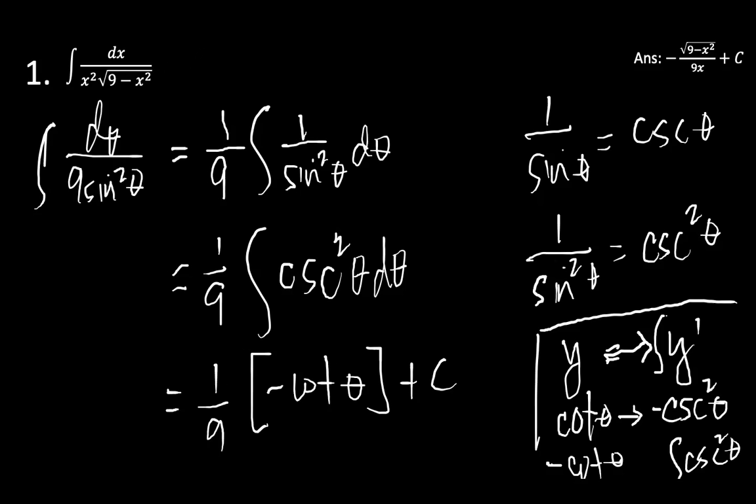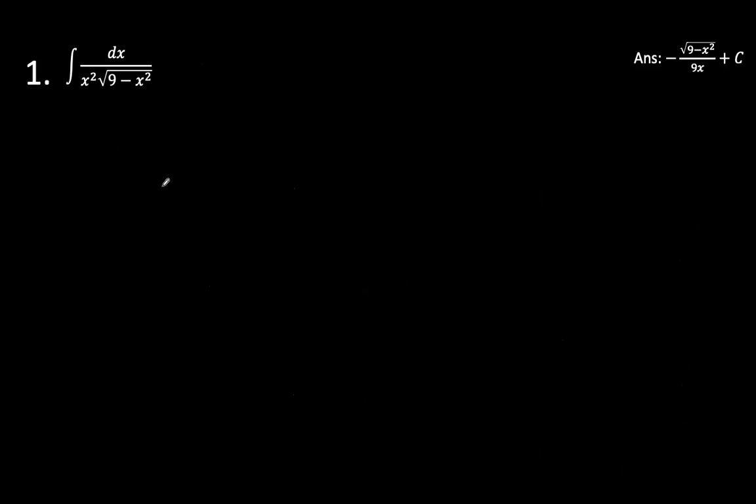However, our given problem has x's and there are no trigonometric functions given. So which means that our answer should be expressed in terms of x as well. So our final answer here should be converted in terms of x if possible. Let's move on to the next. Our last step was negative cotangent theta over 9 plus c.